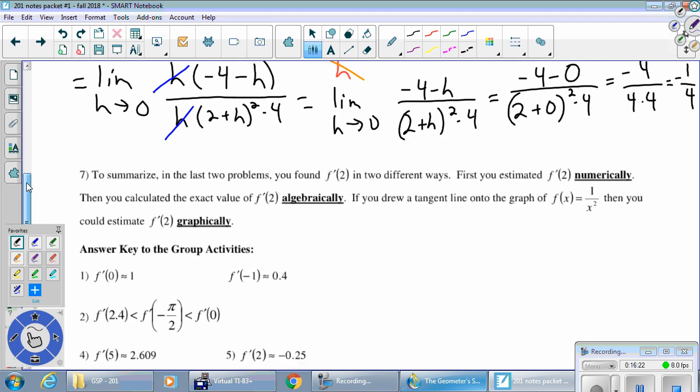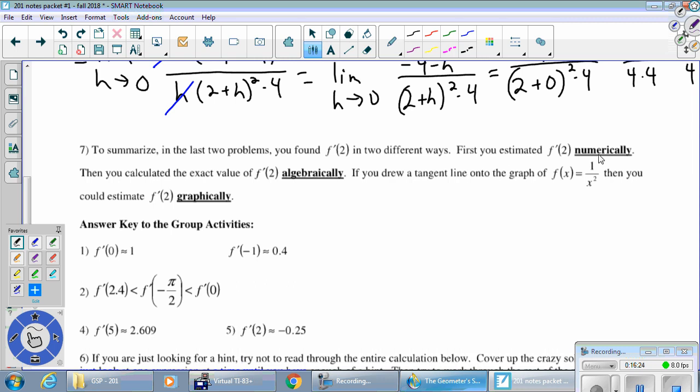So number 7 is our summary. We found f prime of 2 numerically. That was with the table of values. So numerically means with a table. And then we just found the exact value of f prime of 2 algebraically. That's the hardcore algebra, some algebra technique. In this case, it was a common denominator and eventually getting rid of the h that was in the bottom.